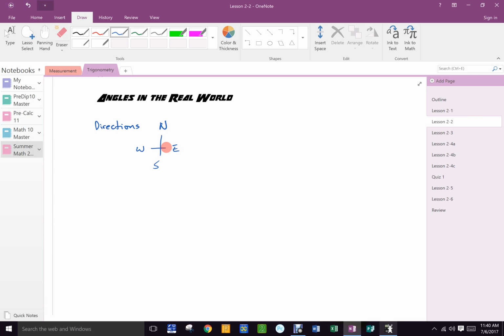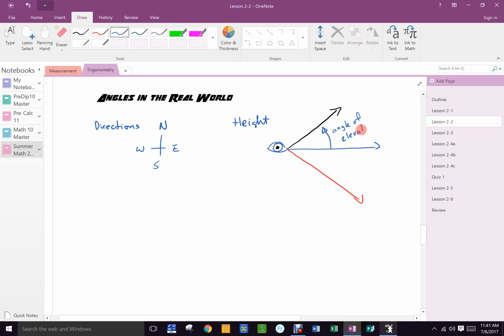Everybody with me? I don't know why it hasn't shown up yet. There it is. So here is an eye, and that eye can look up or that eye can look down. Is everybody with me? If the eye doesn't look neither up nor down, it must be looking straight ahead, yes? Everybody cool? Okay. If the eye looks up, that is called an angle of elevation, because my eye has to look up.